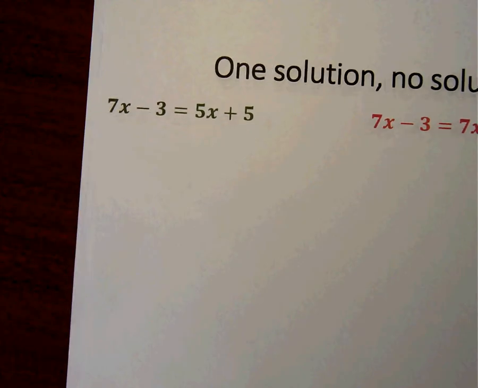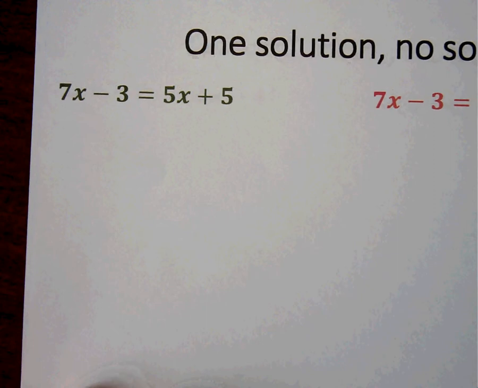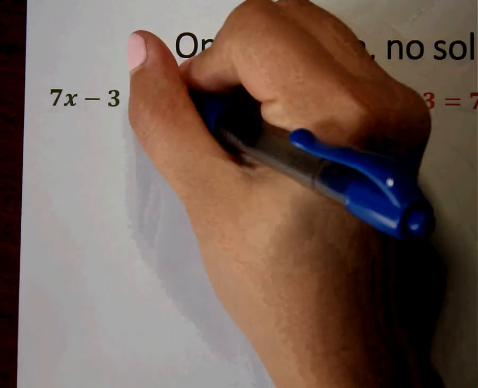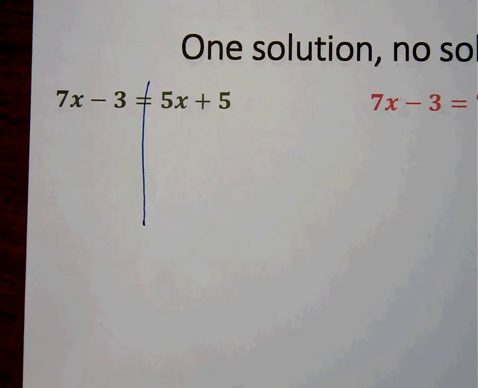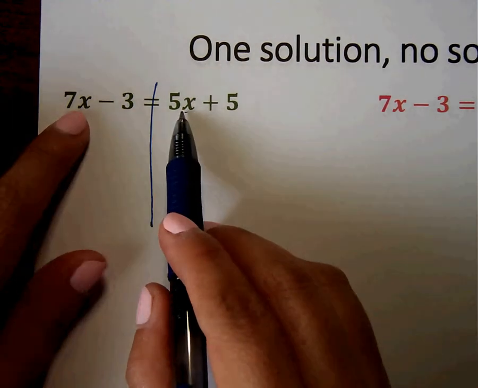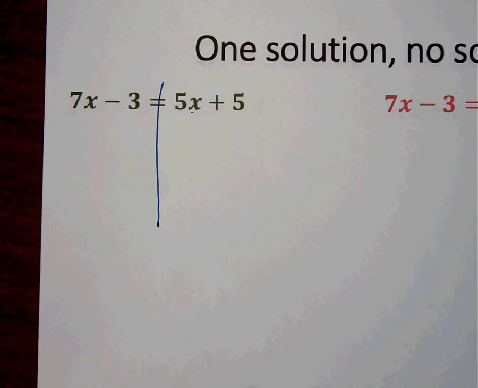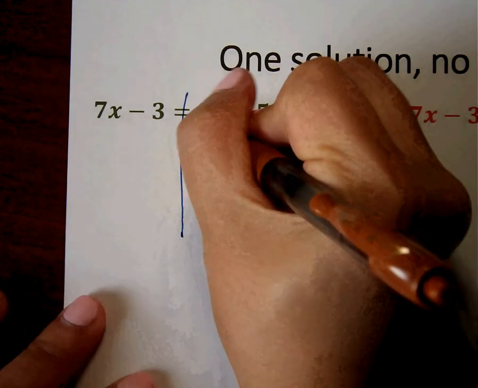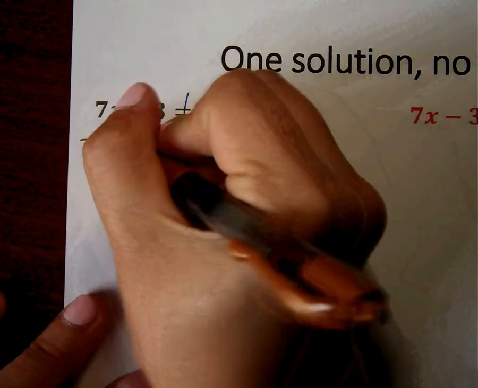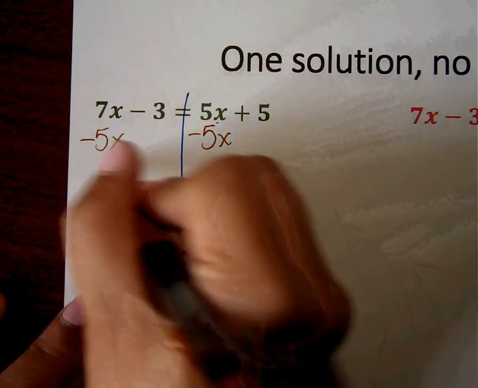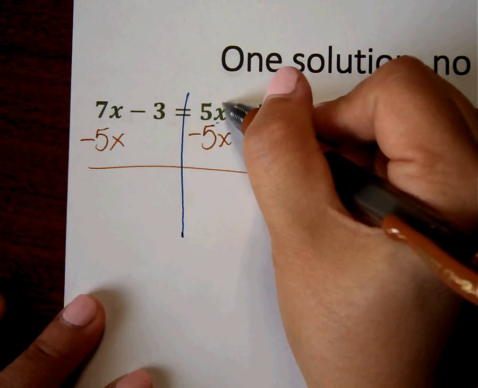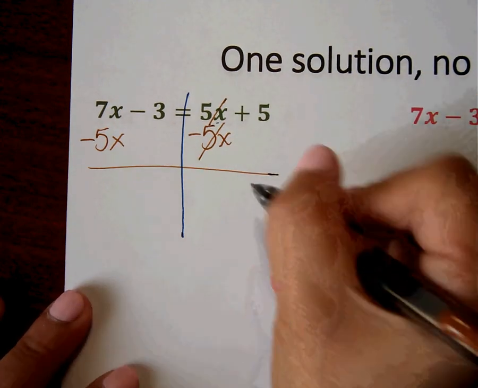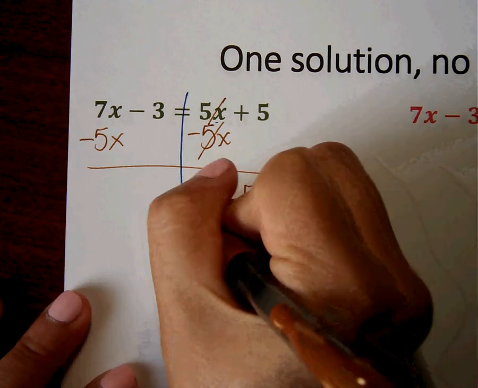Here we have 7x minus 3 equals 5x plus 5. I'm going to start with the line in the middle, and then since we have x on both sides, we're going to eliminate the smaller x, so to avoid negative, right? So we're going to have minus 5x on both sides. Because of the 5x, subtracting 5x will be eliminated, so we can only have 5 equals.